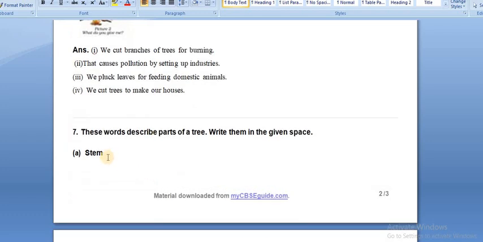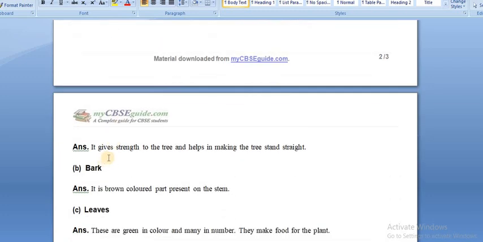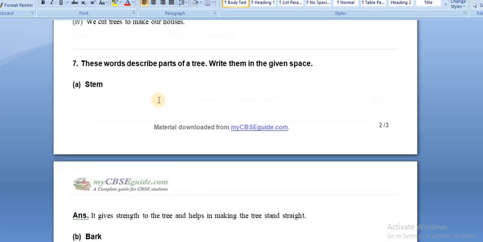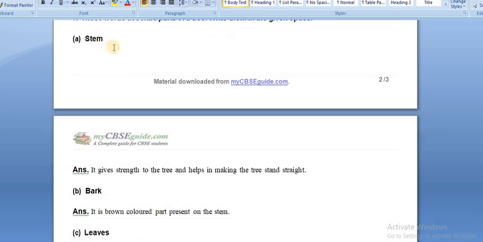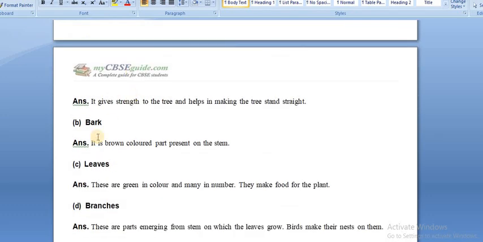Now next question. These words describe parts of a tree. Write them in the given space. Stem. It gives strength to the tree and helps the tree stand straight. Because of the stem, plants or trees can stand straight. If the stem is not there, then the tree will bend down. Then the next one is bark. The outer layer of the trunk is called bark. It is the brown-colored part present on the stem.